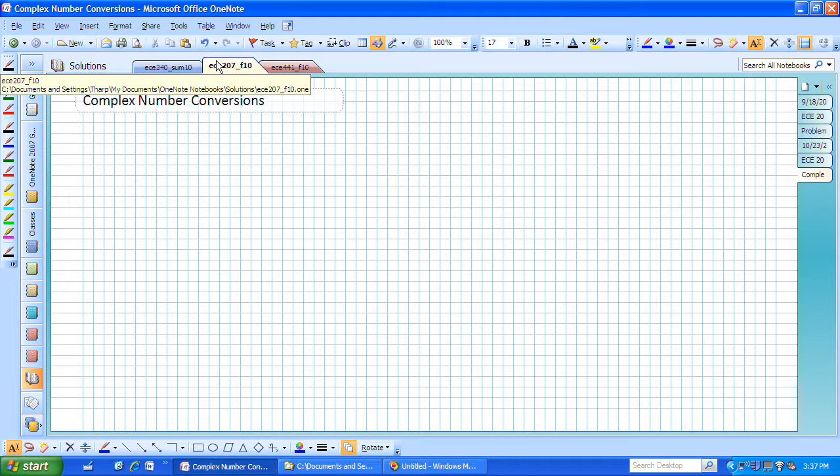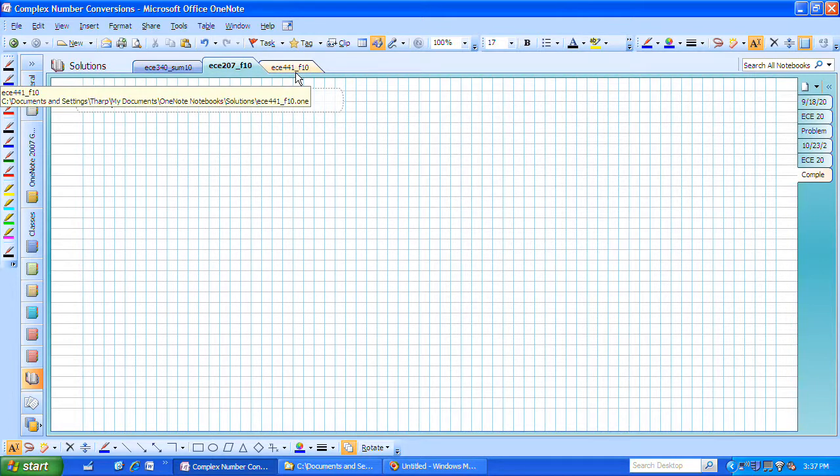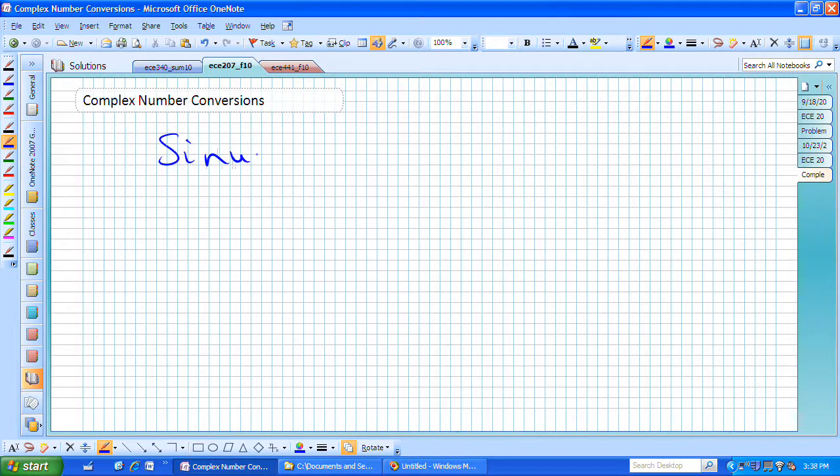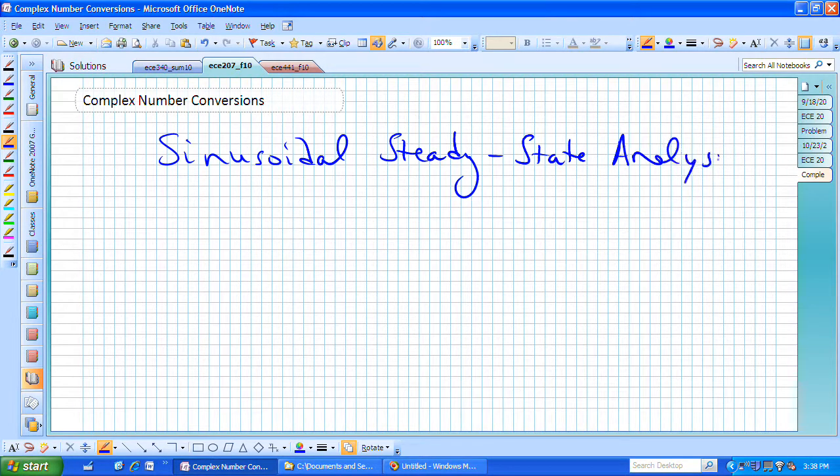Let's look at complex number conversions just to remind ourselves of what's going on. Really, this is all motivated for us right now because we're dealing with solving sinusoidal steady-state circuit problems, or we are wanting to do sinusoidal steady-state analysis.